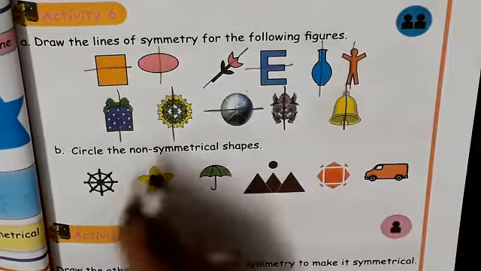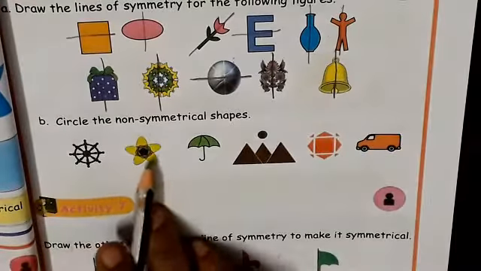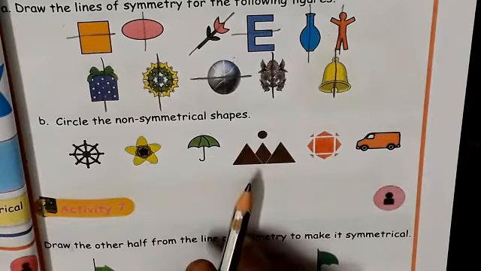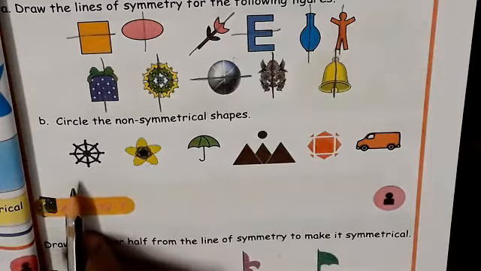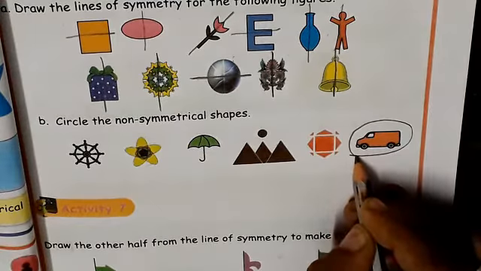See the next one. Circle the non-symmetrical shapes. Here they have given some shapes. You have to circle the non-symmetrical shape. Which one is the non-symmetrical shape? Van. The van is a non-symmetrical shape. So round it.